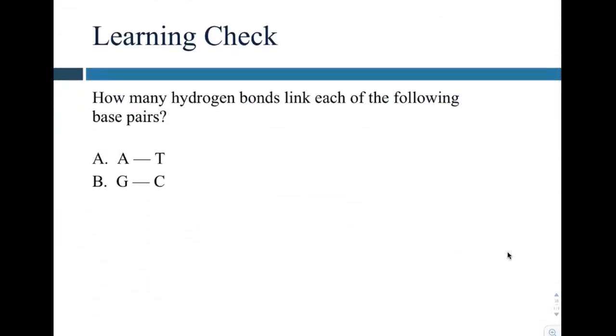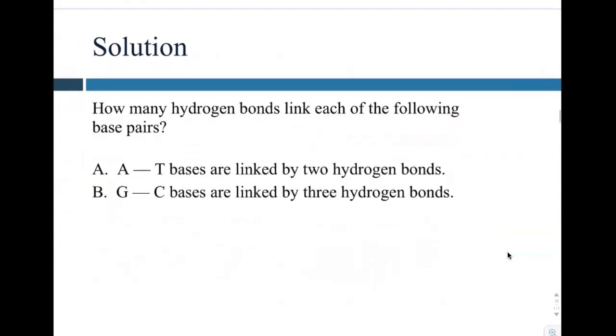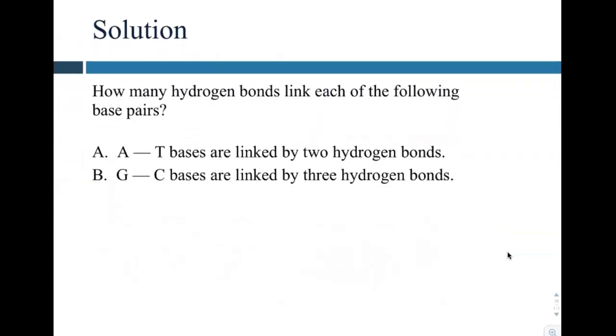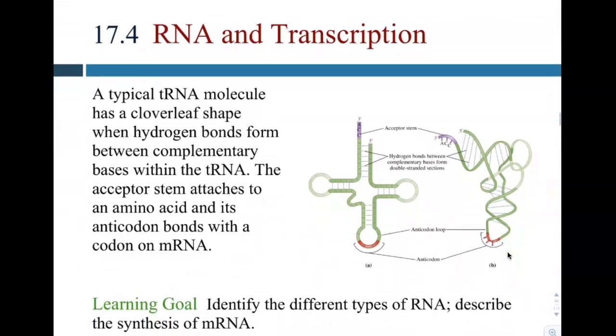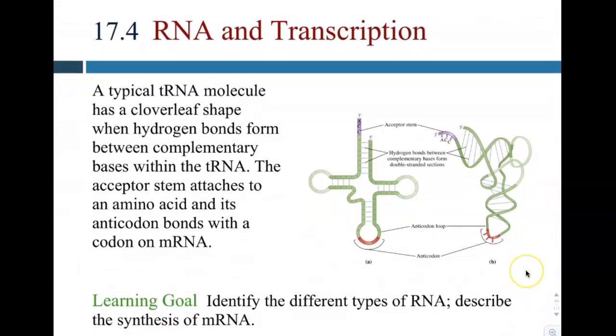So, a quick learning check. How many hydrogen bonds link the following pairs? Do you remember? Right, A and T have 2, and C and G have 3. Alright, so my cell can replicate its DNA, so it can undergo cellular division.